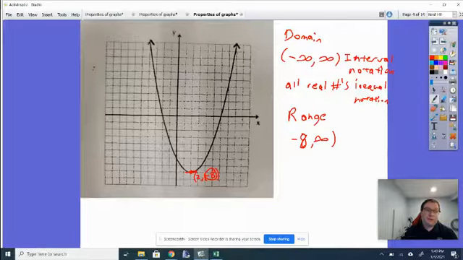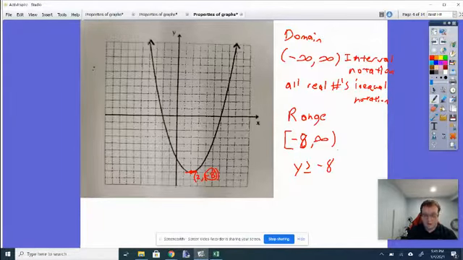For the -8, though, we need to decide, are we including that -8 or are we not including it? In this case, the -8 exists. It's there. So to include it, we're going to use a bracket. Now, my inequality notation here would be y needs to be greater than or equal to -8.